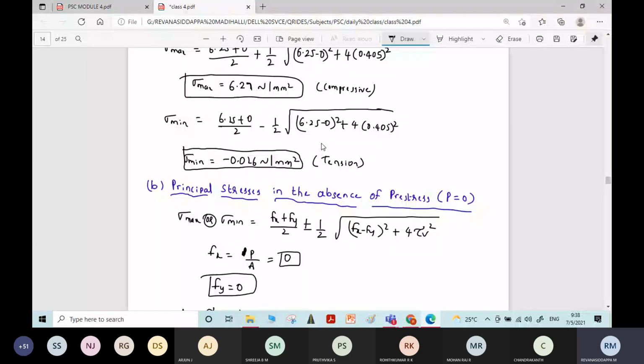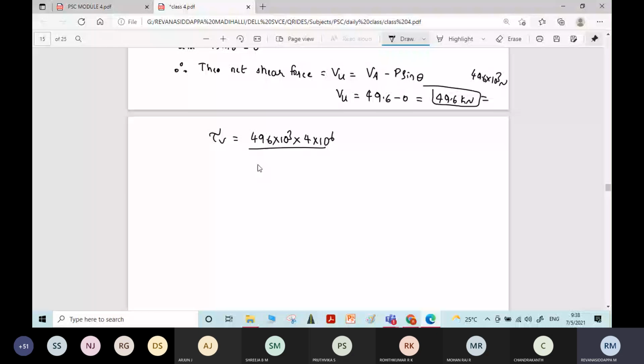1.066 into 10 power 9 into B 200. What is the shear stress? Tell me. 0.93. Yes, 0.93 Newton per mm square. Okay. Now you find sigma max and sigma minimum for the second case.